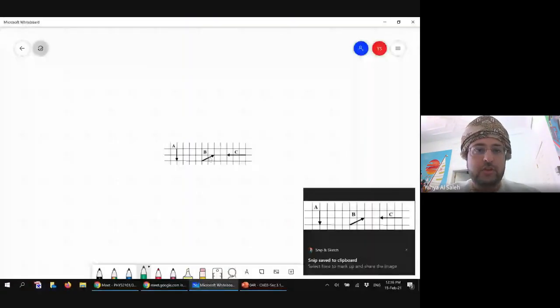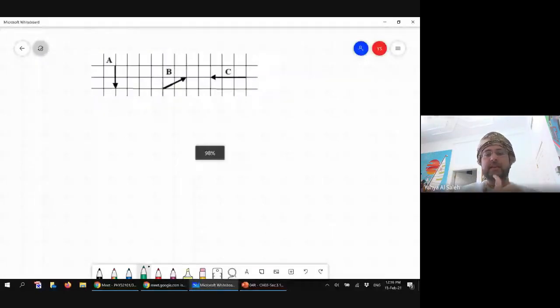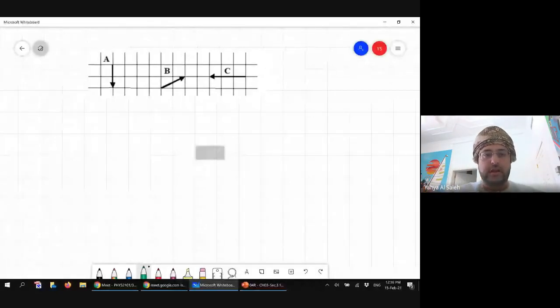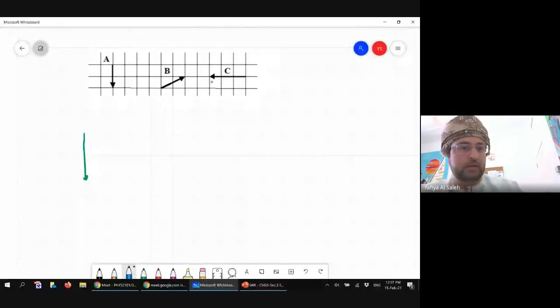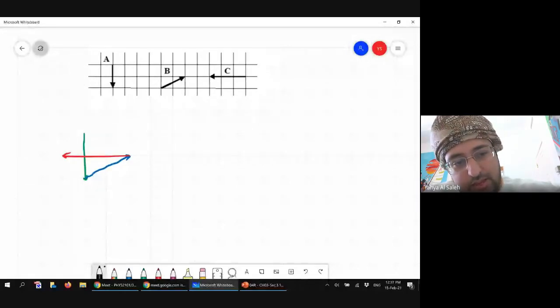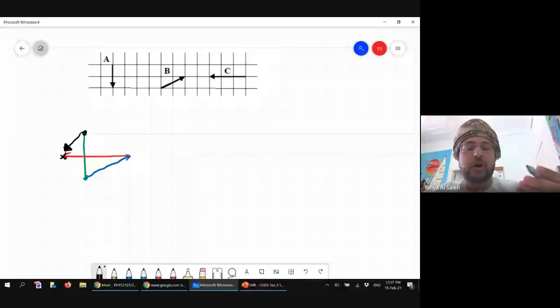So we look at the number of squares. A is 2 squares down, B is 2 squares right, 1 square up, C is 3 squares to the left. Now, if I start by A, B, C, I will end up with this. This is start, this is end. Let's try CBA.